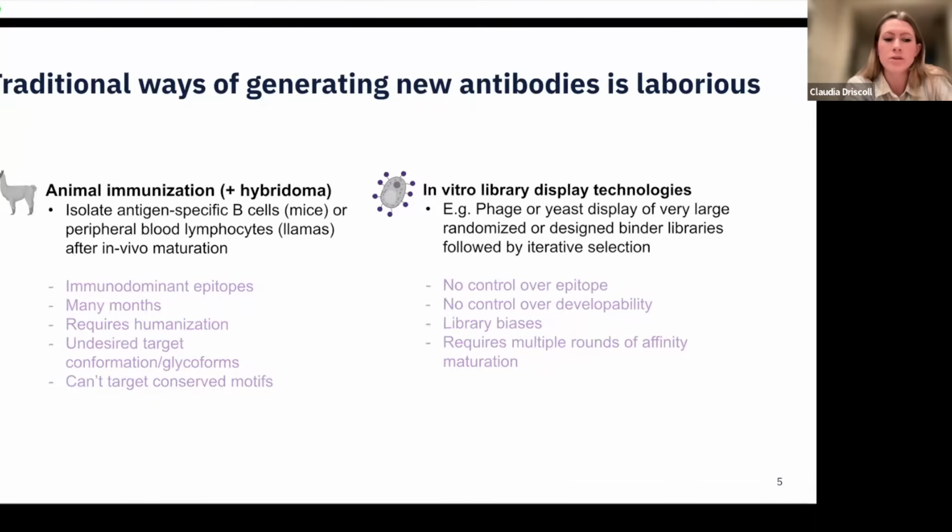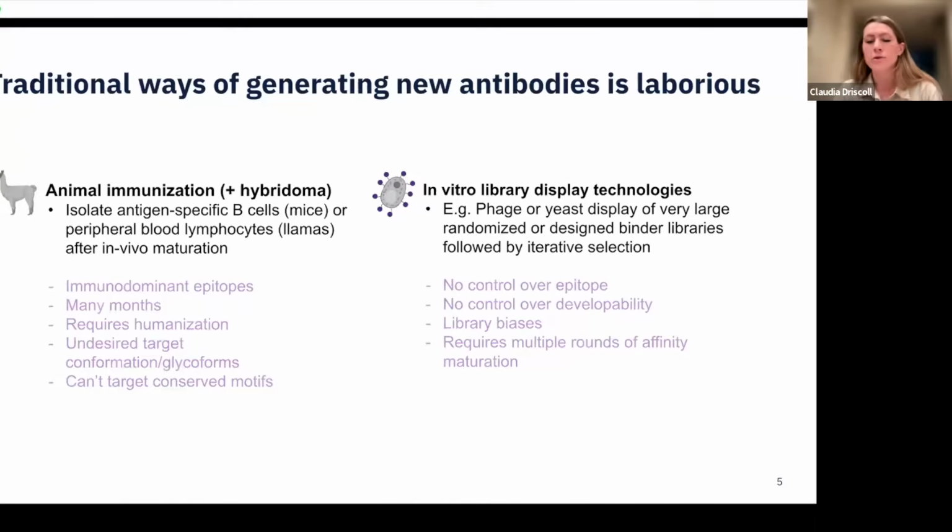You've either raised your antibody against not your ideal epitope, or potentially against a target conformation of your antigen that was undesired. Particularly in the case of immunizing mice, you're raising your antibody against differentially glycosylated forms of your antigen. But broadly, you don't have much control over the epitope you're targeting.